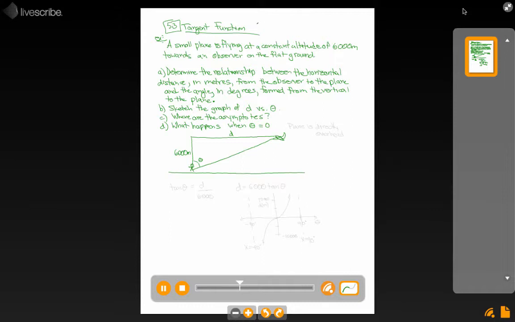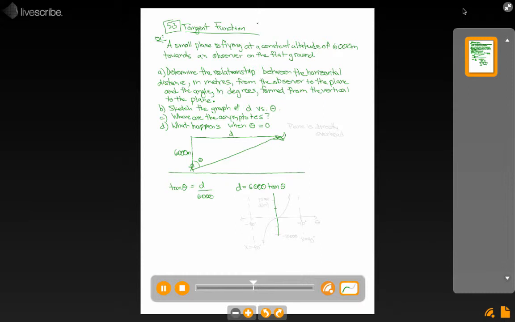So the relationship, hopefully you realize, and I guess the fact that it's in the tangent function section gives it away a bit, is that tan theta is equal to opposite over adjacent, so d over 6,000. That would be a relationship between d and theta. In the second part, we're asked to sketch the graph of d versus theta, so we might write that slightly differently as d equals 6,000 tan theta.